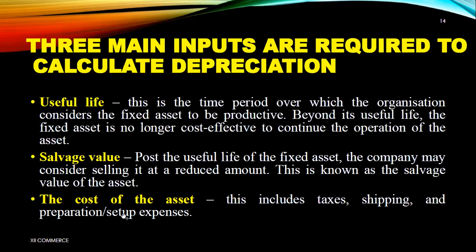The third definition is cost of the asset. Cost of the asset here shows this includes taxes, shipping and your other preparation for your setup. Yes, cost of the fixed asset is basically it; we include some capital expenditure to calculate the depreciation. To calculate the total cost of the machine, we have to add capital expenditures into it.